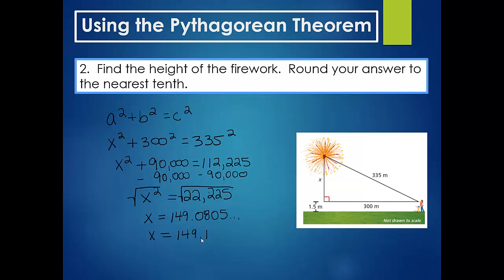Now if you look at our diagram, it shows that between the triangle and the ground, we have 1 and 5/10 meters. So we need to go ahead and add the 1 and 5/10 to the 149 and 1/10 to find out how high the firework is. So we'll have 149 and 1/10 plus 1 and 5/10, and that would be equal to 150 and 6/10 meters.